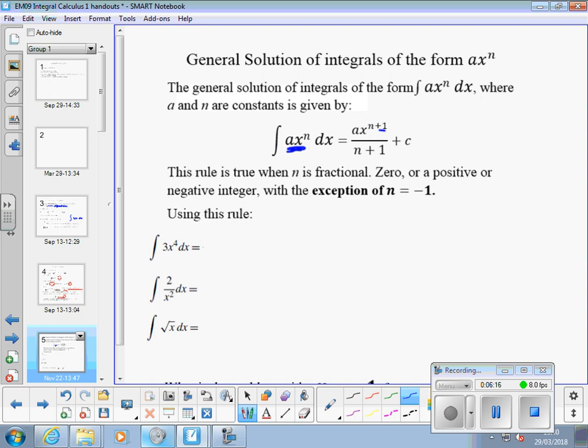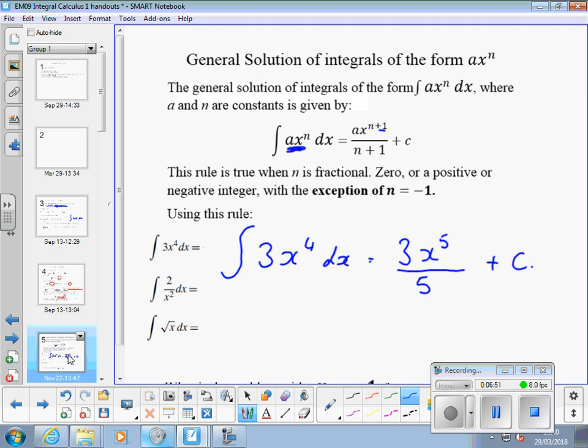If we take this one, we're doing the integral of 3x to the 4 dx. That equals, the 3 stays, and we'll come on to constant multipliers in a minute. We've got to add 1 to the index and divide by the new index, plus a constant of integration.